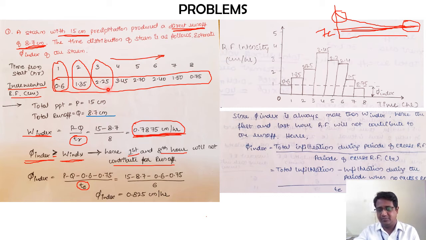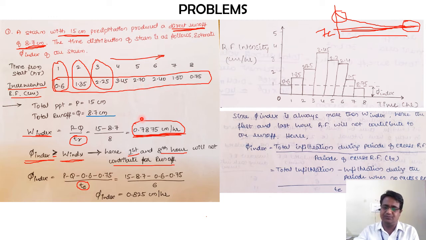Keeping that in mind, you can check the W index, which we already got as 0.7875. If you look at the table, the first hour and the last hour have a value less than 0.7875. 0.6 is less than 0.78 and 0.75 is less than 0.78, whereas the rest of the values are more than 0.78, that is 1.35, 2.25, 3.45, 2.70, 2.40, 1.50.